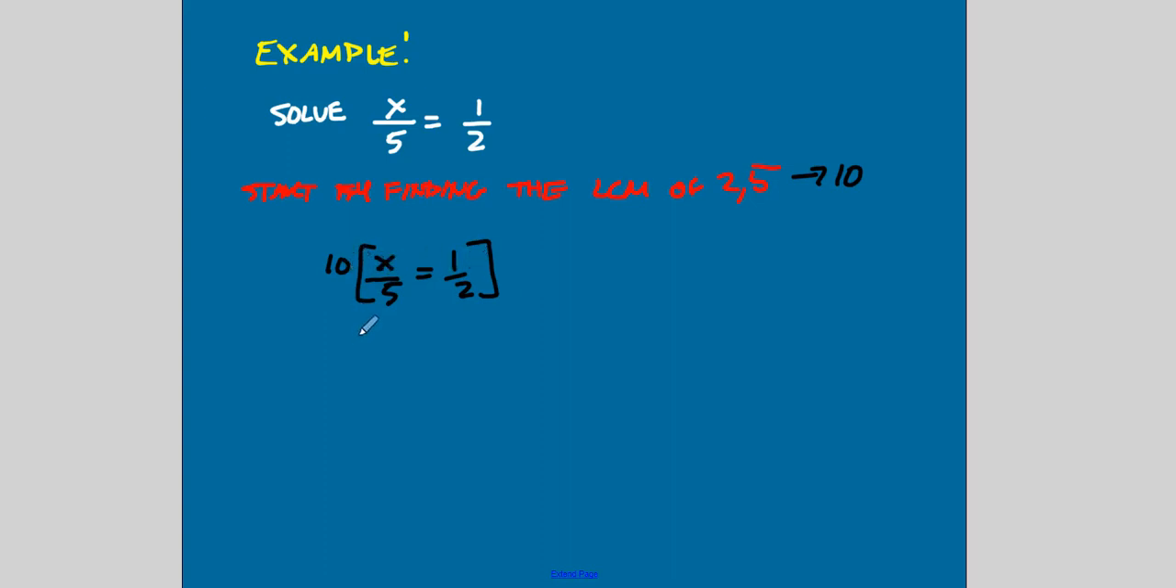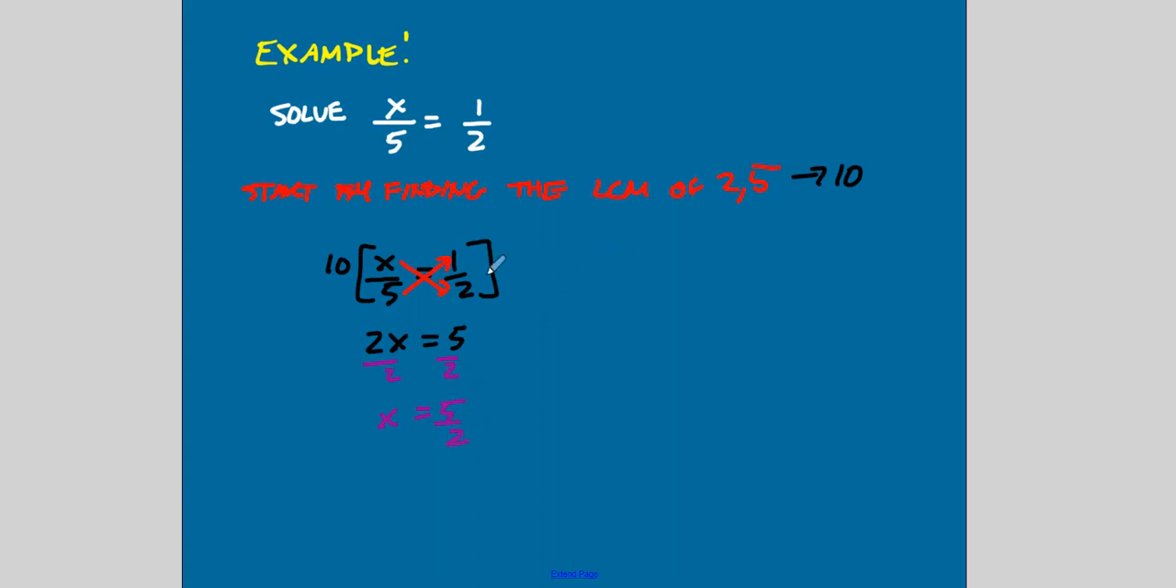Well, that's going to be 10 times x divided by 5, but 10 divided by 5 is 2, so this is 2x. Then put your equal sign in, then 10 times 1 divided by 2 is 5, so we get 2x equals 5. So notice that's just cross multiplication there. I get 2x equals 5, then I can solve that for x by dividing both sides by 2. So I get x is 5 halves.